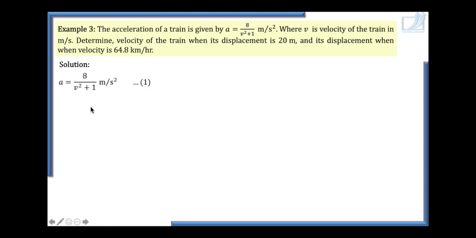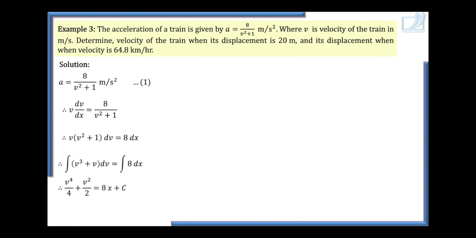Acceleration is 8 divided by v squared plus 1. Replace acceleration by v dv by dx so that you will get the v-x relation. Separate the variables. Take velocity on the left side, position x on the right side. Integrate it and you will get the relation. But the constant of integration you will have to evaluate. Integration is simple, x raised to n plus 1 by n plus 1. But to evaluate this constant of integration, what information do you have? Let's check it.